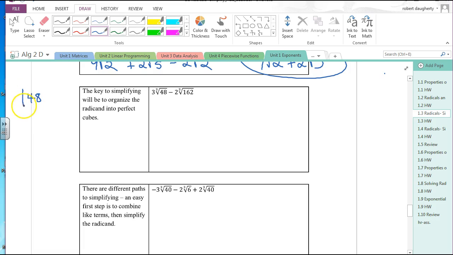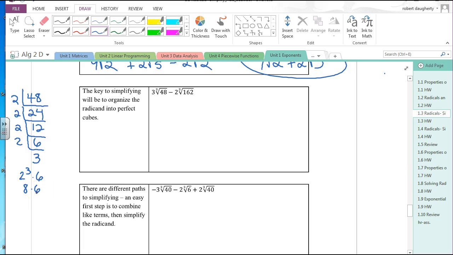So you just come off of here, 48. How can I organize 48? All I know about 48 right now is it's an even number. Divide it by 2, you get 24. Divide that by 2, you get 12. Divide by 2 and you get 6. Divide by 2 and you get 3. So 48 can be written as, what am I looking for? I'm looking for perfect cubes. Do I see anything 3 times? Okay, I see a perfect cube here. So this is 2 cubed times 6, or 8 times 6.